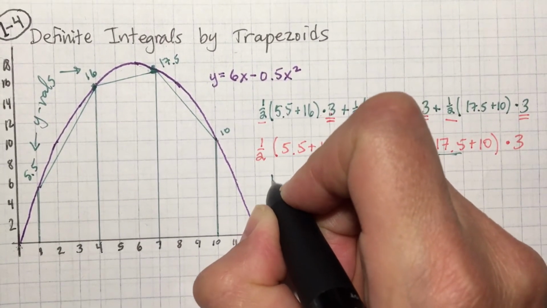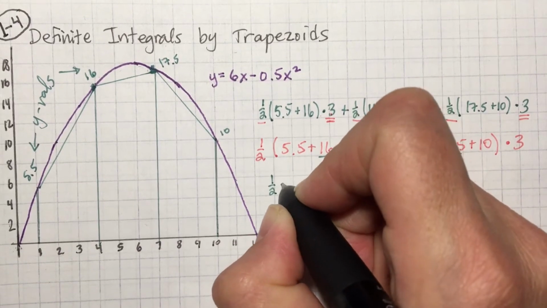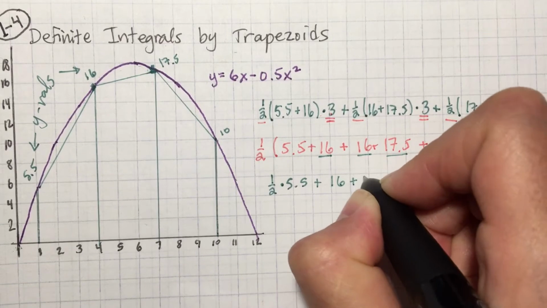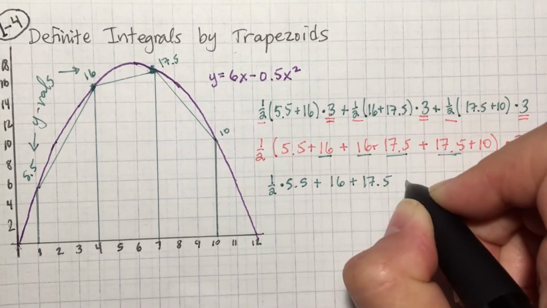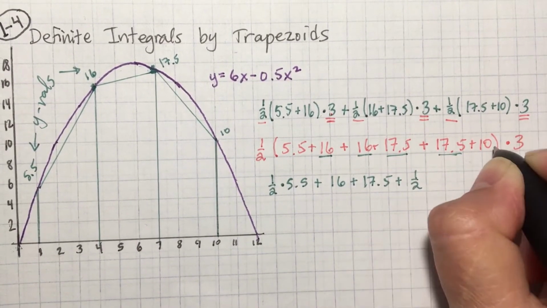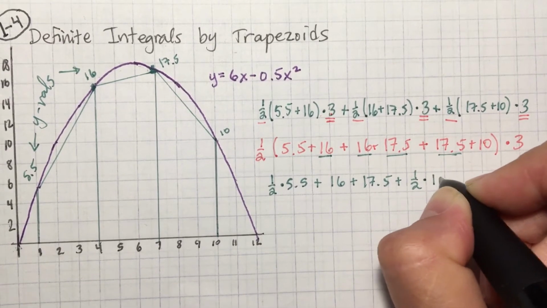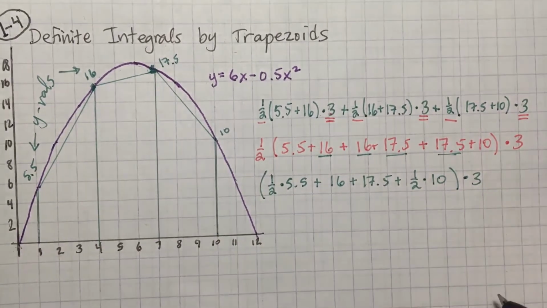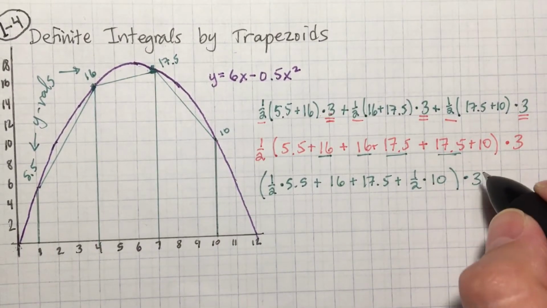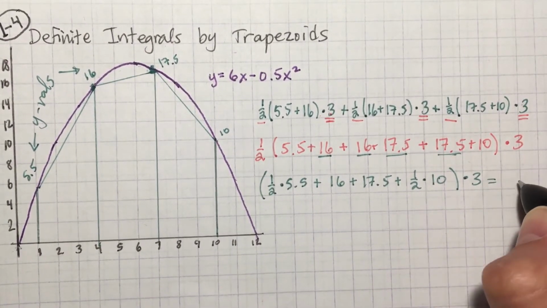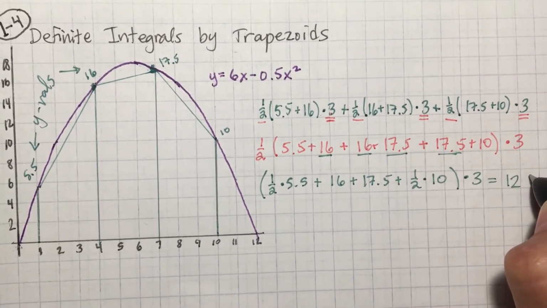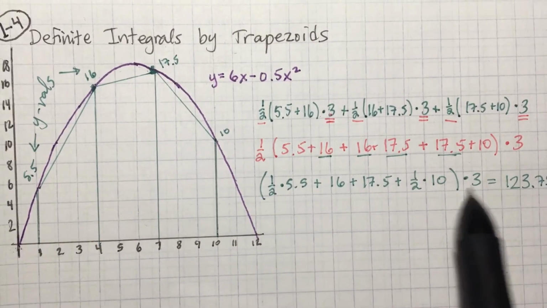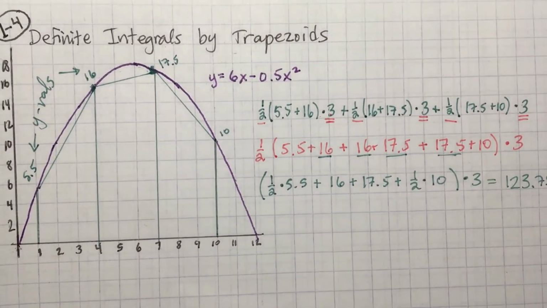So really what we have is half of the 5.5, plus the 16 and the 17.5, and then plus half of that 10, all of this multiplied by 3. It might seem a little silly to do all this, but there's a reason. I promise I have a reason. If we check this into a calculator, we get 123.75. It's actually fine to leave your answer just as it is, though. We could have left it as the top.